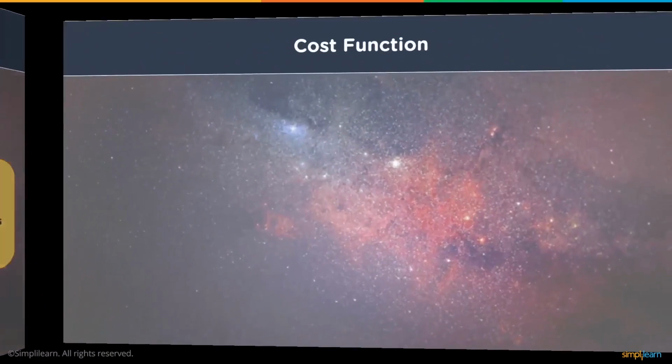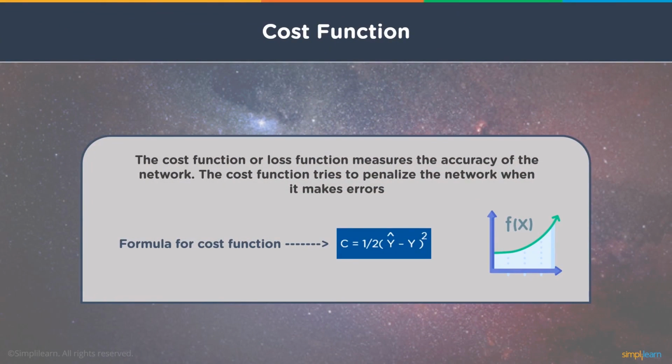The cost function or loss function measures the accuracy of the network. The cost function tries to penalize the network when it makes errors. And you can see here we have a formula for the cost function. C equals 1/2 of the y predicted minus the y, the actual y, squared. And of course the squared value removes the sign because we don't know whether it's plus or minus when you look at an error. And then the C, this is your cost function. How much is it going to cost? How much of an error do we really have that we're sending back?